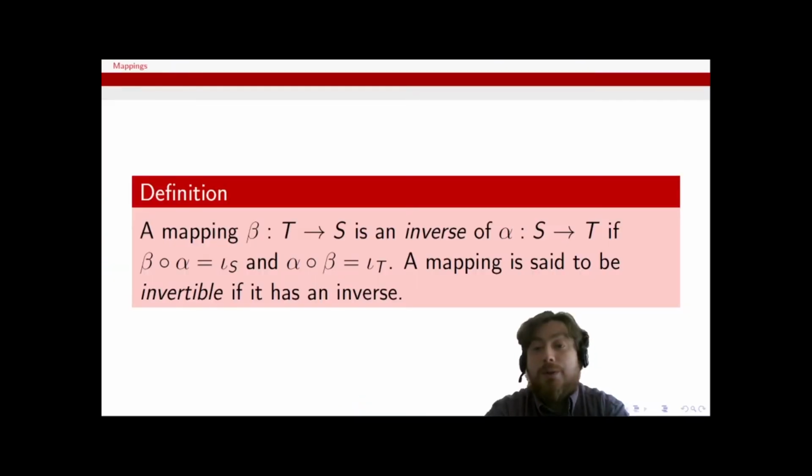So if we have a mapping alpha from S to T, and we can find a mapping beta from T to S such that beta of alpha is equal to the identity mapping on S, and alpha of beta is the identity mapping on T, we're going to say that beta is the inverse of alpha, and therefore alpha is an invertible mapping.